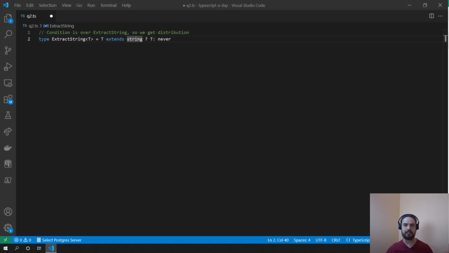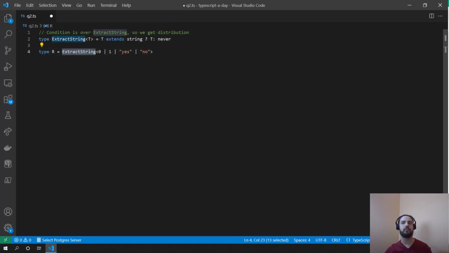Well, this means that if we apply our conditional type to a union, basically what's going to happen is that Extract<T, string> will be applied to each constituent of this union. So it's going to first of all be applied to 0, then be applied to 1, to yes, and so on. And the result is going to be a union of all these applications. So what we have here is Extract of 0, of 1, of yes, and of no.